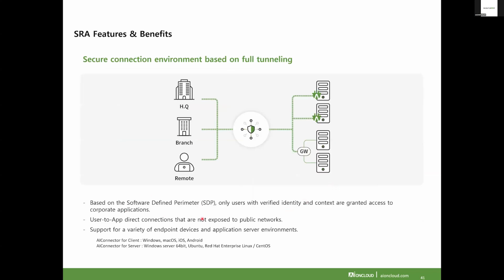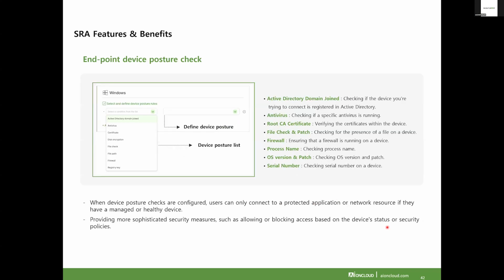Based on our software-defined perimeter, only users with verified identity and context are granted access to corporate applications. This will not be exposed to public networks because they are provided through secure encrypted tunnels. We have our endpoint device posture check. And again, if anything changes here while the user is currently logged into the system, they will be disconnected immediately.